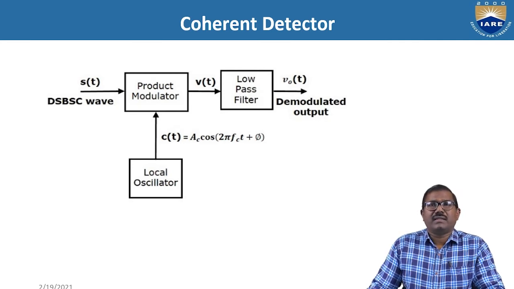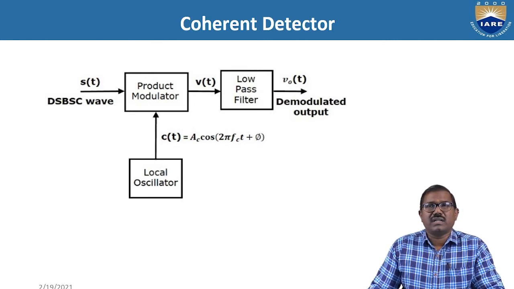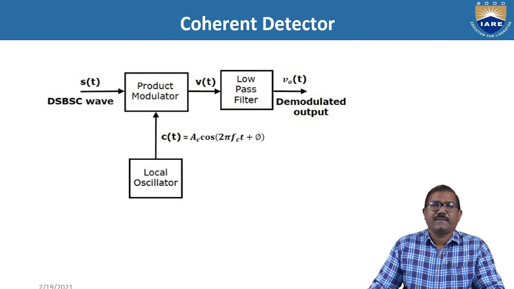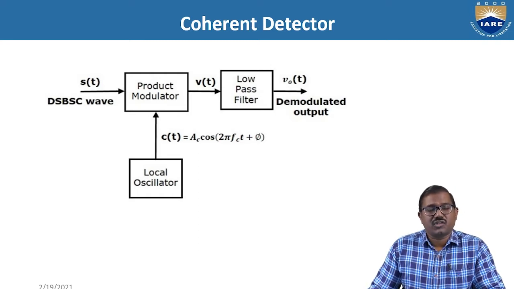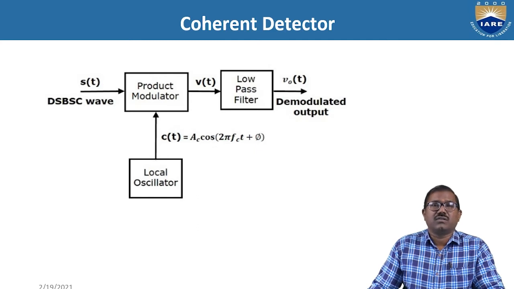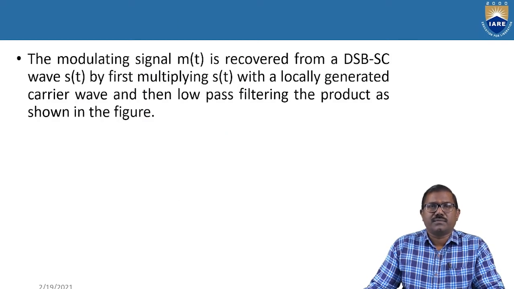The output of this product modulator is v of t, and this v of t is again applied to the low pass filter. Finally we get the demodulated output. We already know the low pass filter characteristics, which allows low frequency signals and attenuates high frequency signals. Let us see how this works.